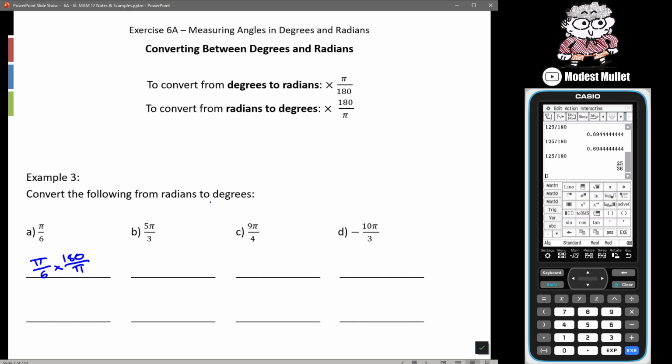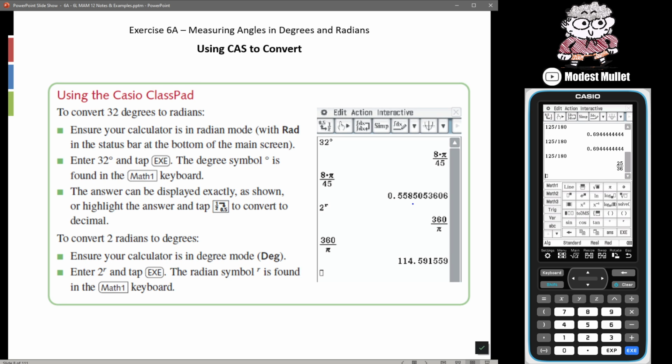When we're converting from radians to degrees, generally radians is going to have a pi in it. It's not always the case. Sometimes they might be written without a pi, but generally when they are, that's going to cancel out the pi. We get 180 on 6, so that is going to be 30 degrees. And you can apply that same idea all the way through those.